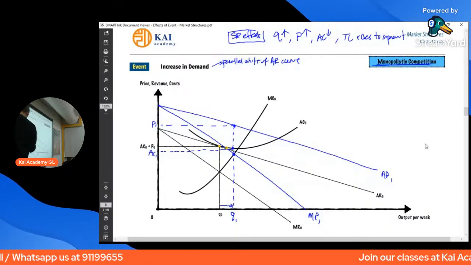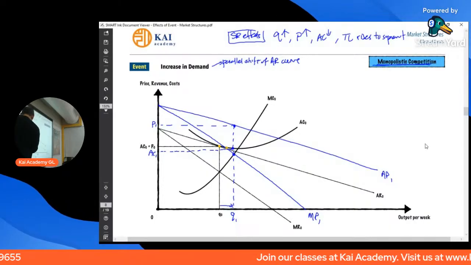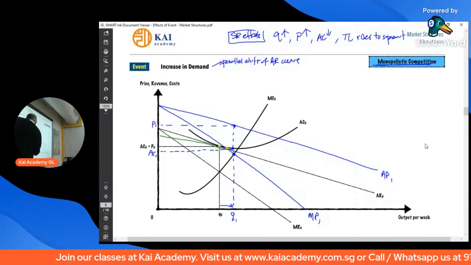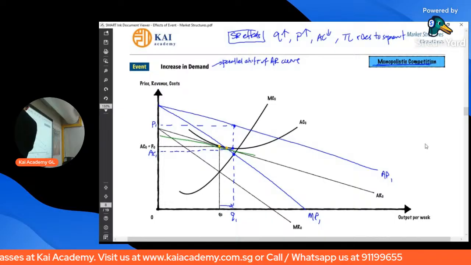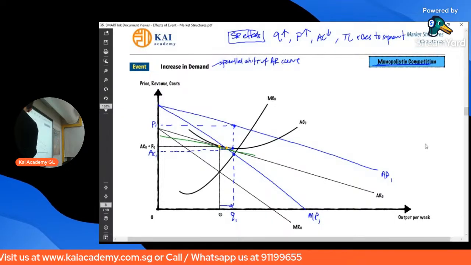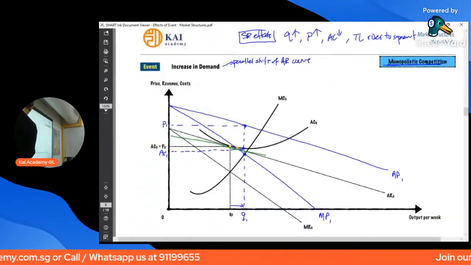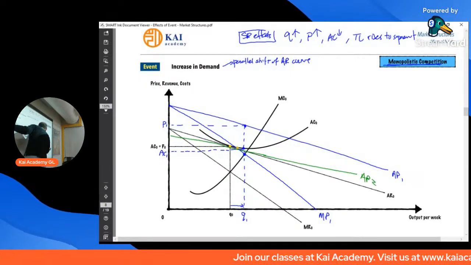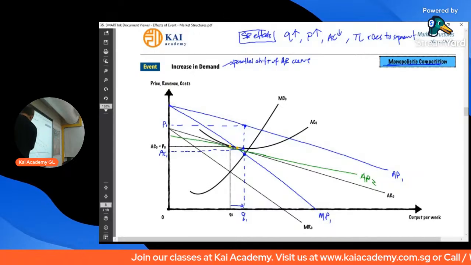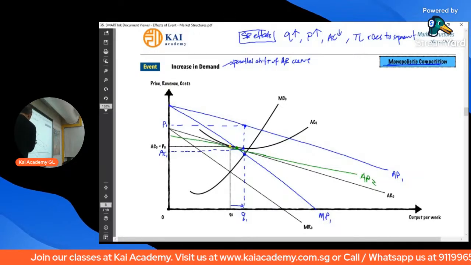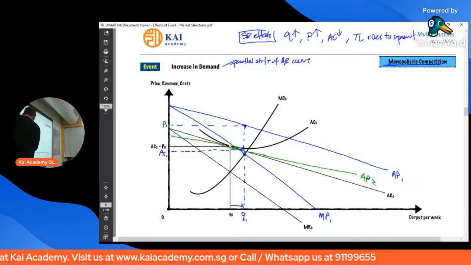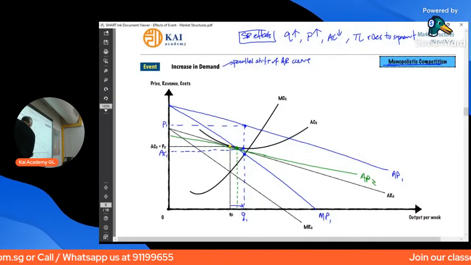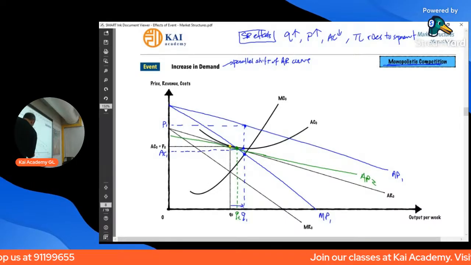So I now need to draw a new green line that is tangent to the AC curve. A new green line that is tangent to the AC curve. Let me call this my AR2. So it's tangent at this point. Now, here's where the tricky part is. If this is a tangent, then I need my Q2 to be at this point.